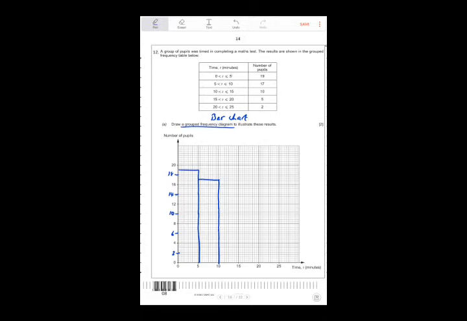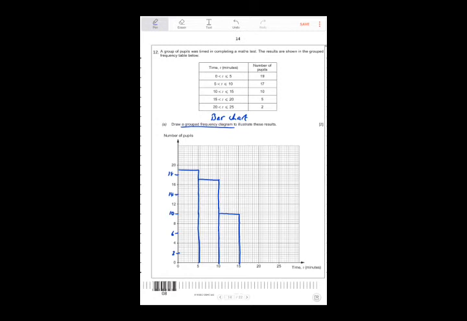The bars touch, there's no gaps because the groups are continuous. So it ends in 5, starts at 5, ends in 10, starts at 10, ends in 15, starts at 15, and so on. I'll do one more, it's an easier one. The group 10 to 15 minutes, 10 pupils were within that group. So we've got 10, I've marked 10 on there, that's on that line there, and complete the bar like so.